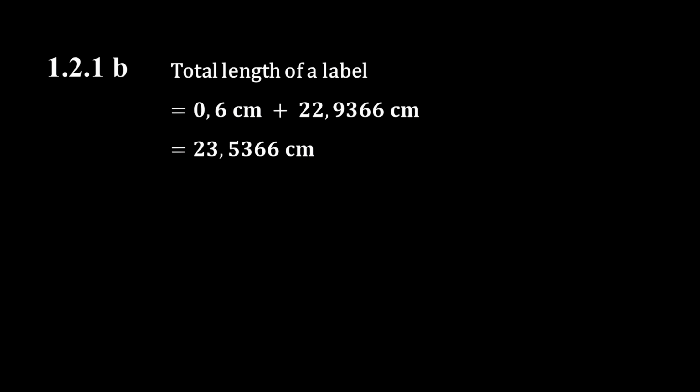We can round this value to 23,54 centimeters because it is very difficult to make a label exactly 23,5366 centimeters. The instructions in the question paper ask us to round our answers to 2 decimal places if not otherwise stated. Therefore, the total length of the label around the can, including the overlap of 0,6 centimeters, will be 23,54 centimeters.